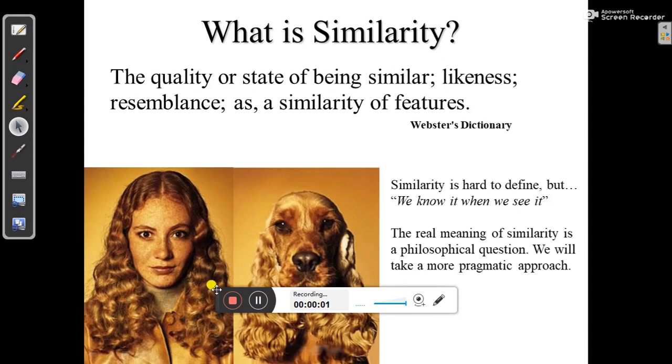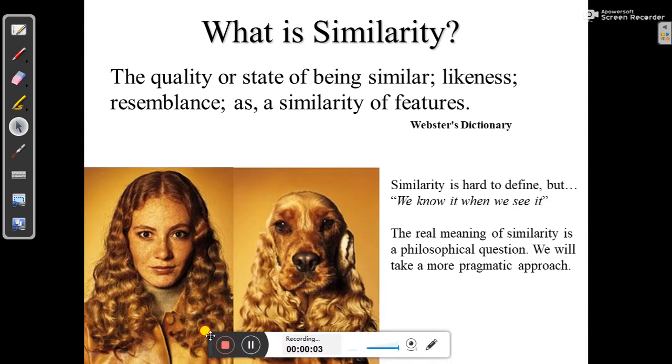Hello student, in this video I'm going to discuss a topic about similarity. We discussed an example in the last video showing the significance of similarity measurements. So today I would like to introduce what similarity is and how we can measure it.